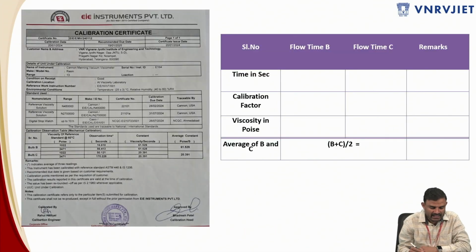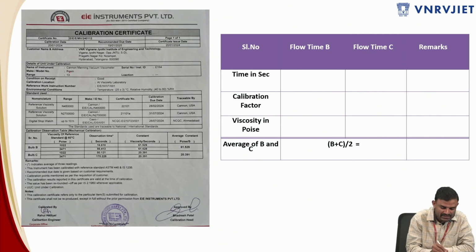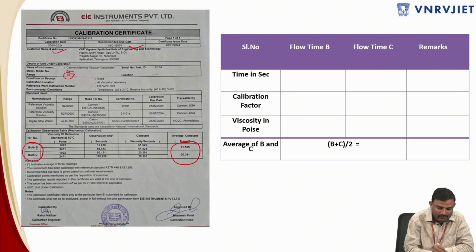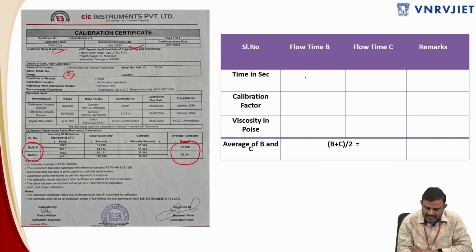So here I'm having the calibration chart also. So this is the range again, bulb number 13 over here. Okay, and this is the calibration date, and the recommended due date is available over here. So I'm very much interested here in bulb B and bulb C, their average constants are very important. So the bulb B is having a calibration value of 61.529. I write over here: the bulb B flow time, this is the time in seconds for flow time bulb B, and the calibration factor is 61.529, and the calibration factor for bulb C is nothing but 20.391.